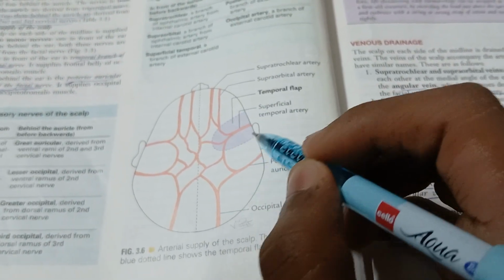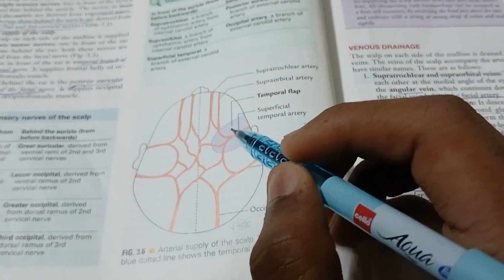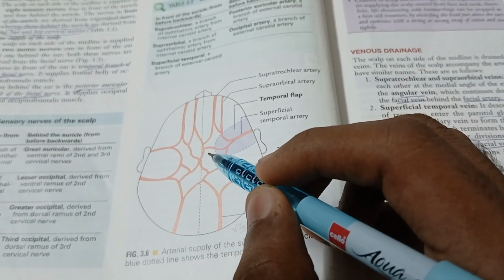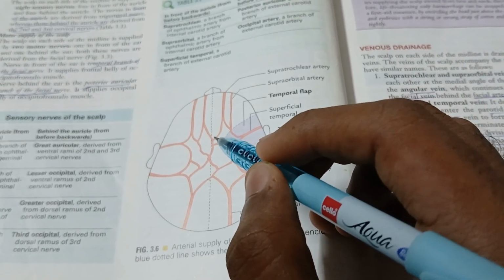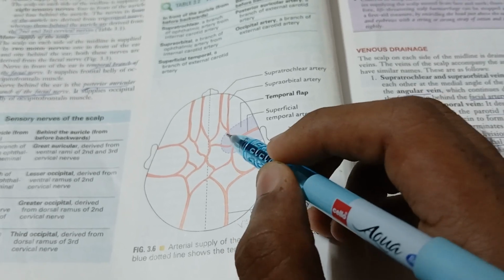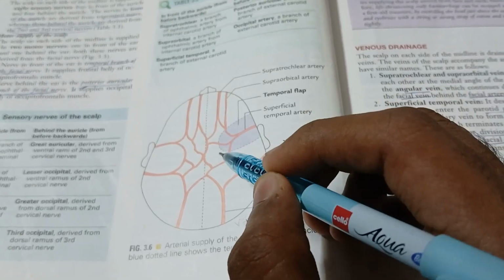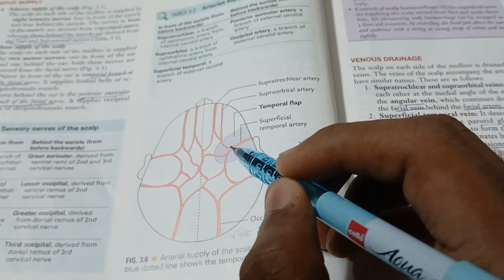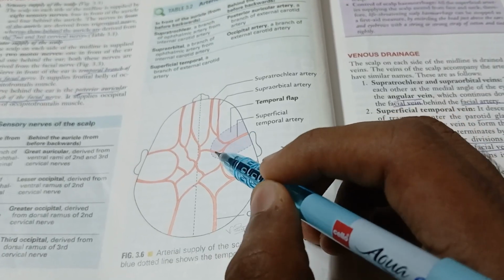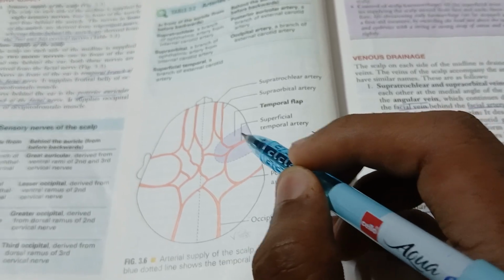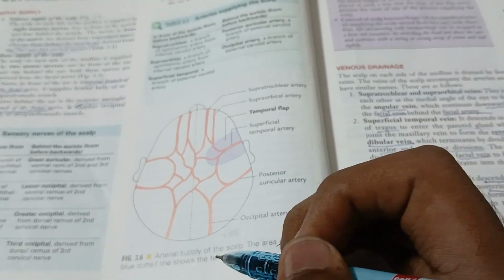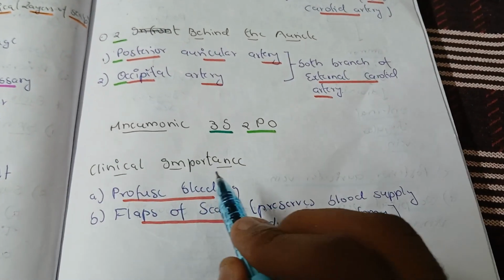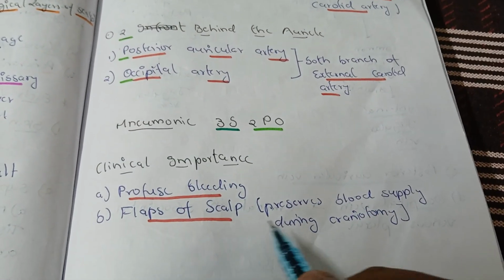You see here there is the temporal flap. The temporal flap is a flap taken during a craniotomy procedure where incision is put at the center and it is drawn till the periphery, where they can remove a flap this way. If you do the procedure like this, then the blood supply to the scalp region is preserved and the bleeding is minimized. Okay guys, that's the main clinical importance for the arterial supply of the scalp.